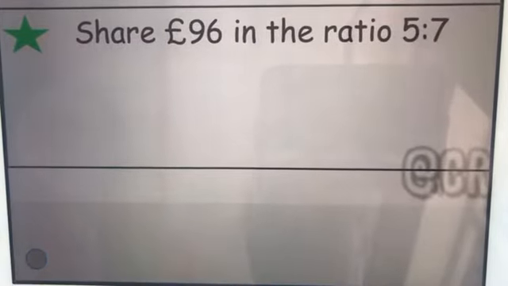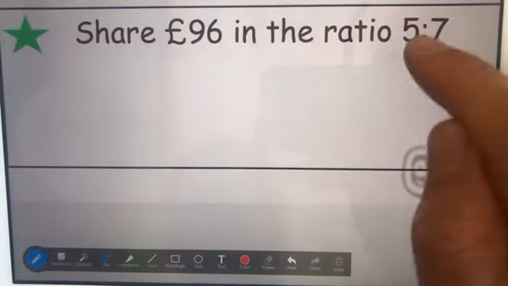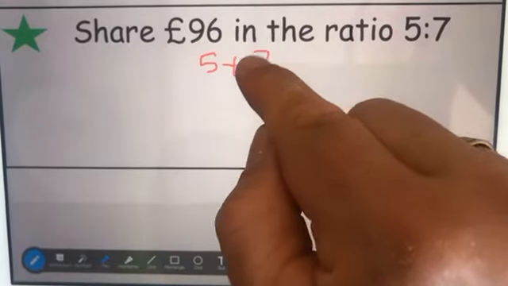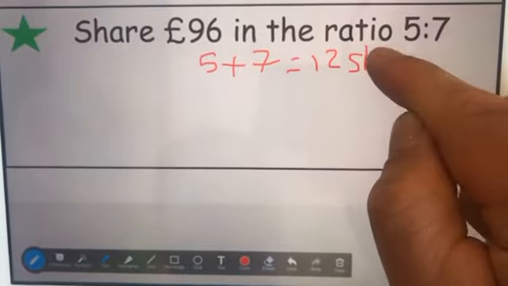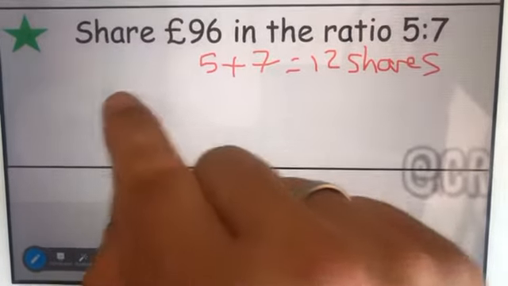Share £96 in the ratio 5 to 7. Again, this is the topic we're doing today. So, my shares are 5 and 7. What I'm going to do first is add those up. 5 plus 7 gives me 12. I've got 12 shares. I've got to split the amount £96 12 ways.